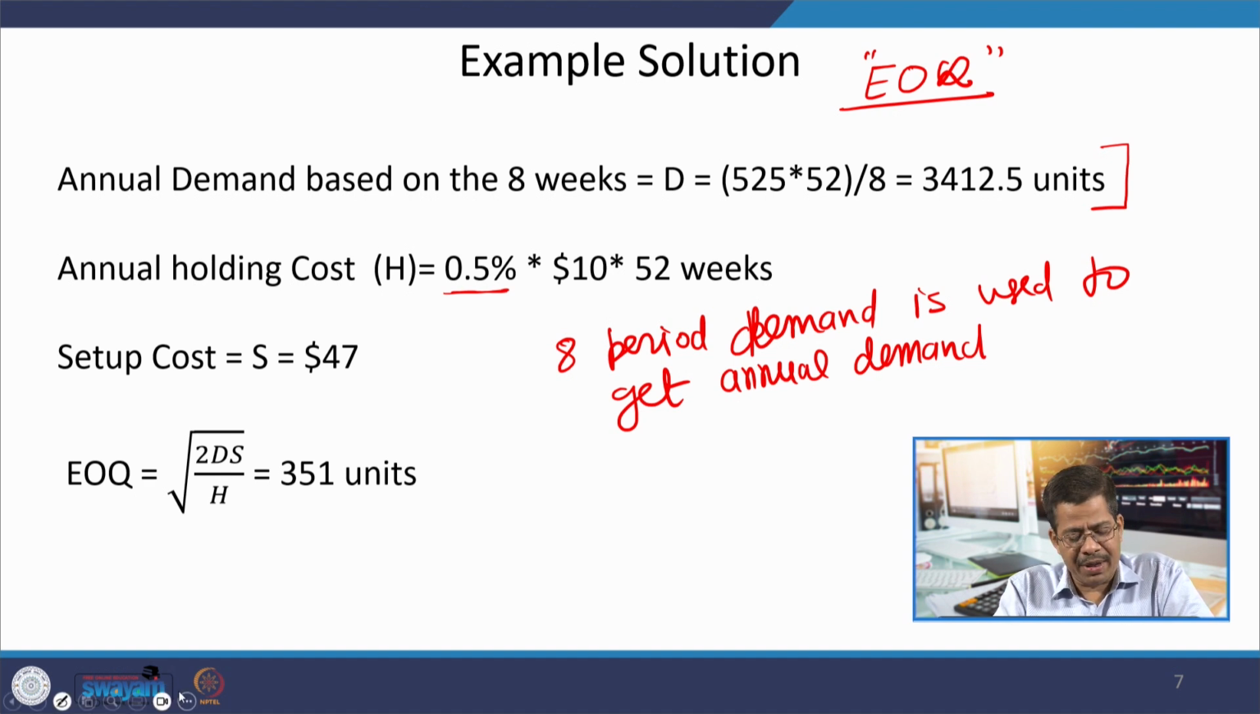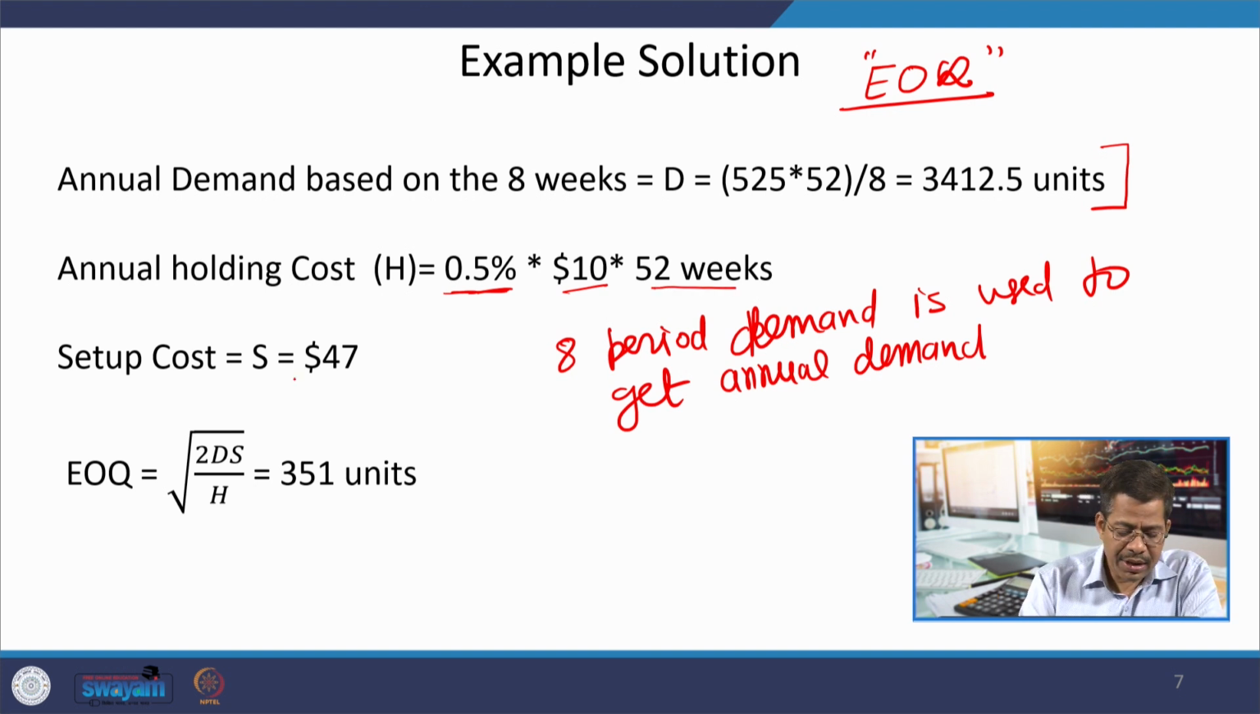The holding cost is, let us say, periodic holding cost at the rate of half a percentage of the material price. Material price is 10 rupees and half a percentage, so that is our annual holding cost. The setup cost we already assumed, every time you are doing the setup you are incurring a cost of $47. So, using this information our economic order quantity becomes 351 units.